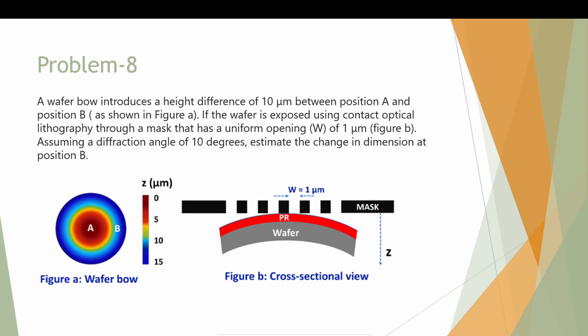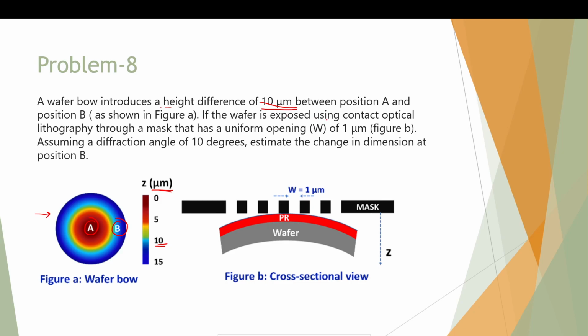So this might happen that you are doing a contact lithography, but your wafer is not uniform. The wafer is slightly bent, and the bent profile is shown in this figure. Edges have gone down. Between point A and B you see that there is a 10 micron difference. They are telling that a wafer bow introduces a height difference of 10 micrometer between position A and position B, as shown in figure A.